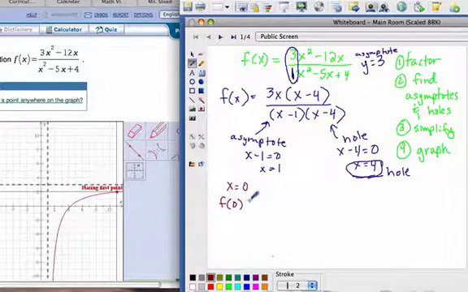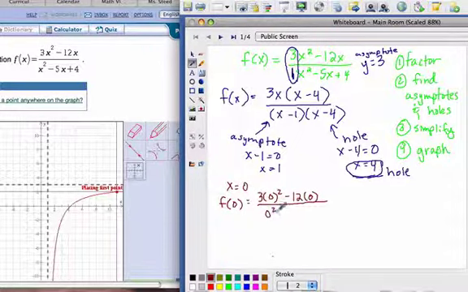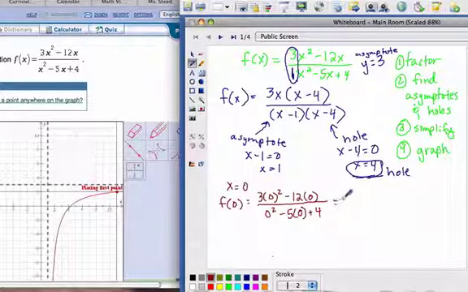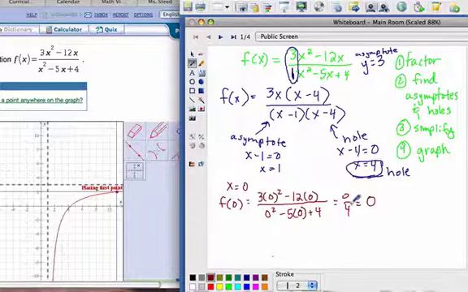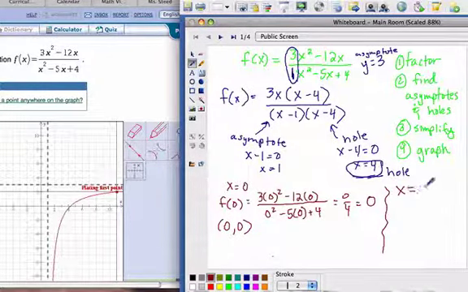So f of 0 equals 3 times 0 squared minus 12 times 0 over 0 squared minus 5 times 0 plus 4. Now I'm writing this all out, but you're going to figure this out, right? So when I simplify this, it's going to end up giving me 0 over 4, which is 0. So I have a point: when x is 0, y is 0. Okay, so that's one point, and then we're going to test another point, x equals 2.